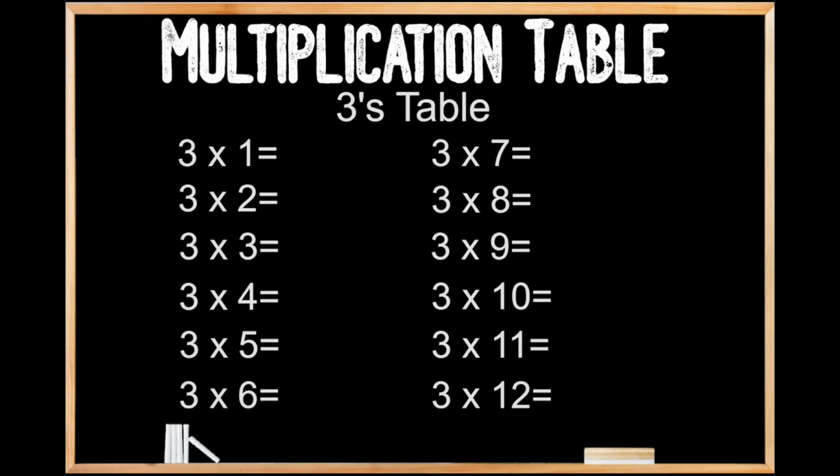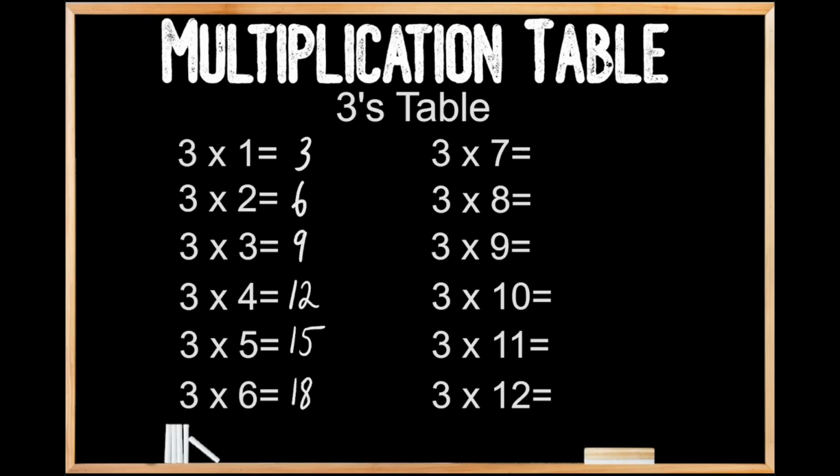Threes table. 3 times 1 is 3. 3 times 2 is 6. 3 times 3 is 9. 3 times 4 is 12. 3 times 5 is 15. 3 times 6 is 18.